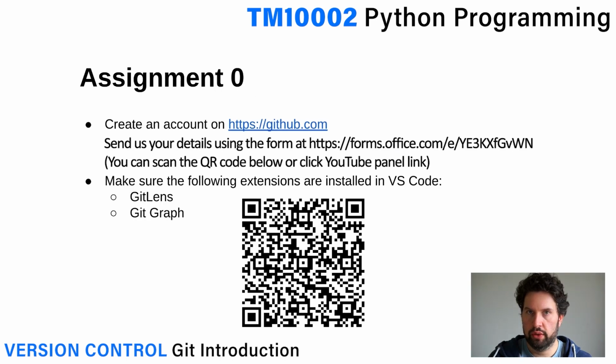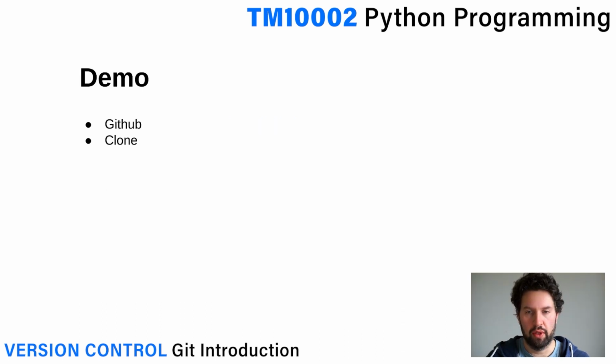I want to ask you to create an account on GitHub and make sure that the following extensions are installed in Visual Studio Code. That's GitLens and Git Graph. Those are very handy to work with to get insights in your repository. I will now demo GitHub and how to clone a repository.